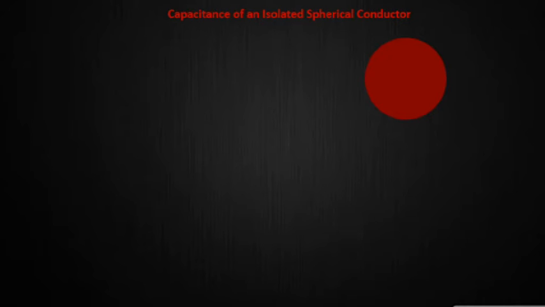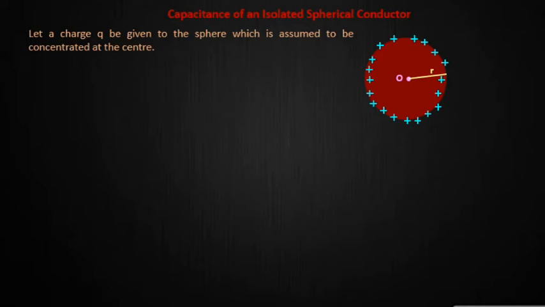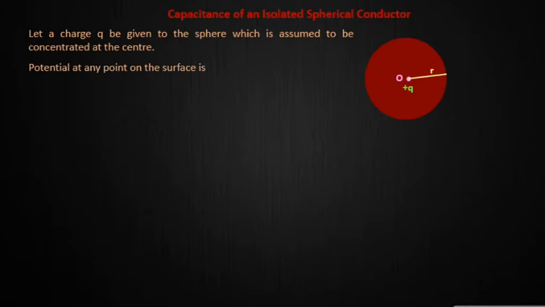Now let us calculate the capacitance of an isolated spherical conductor. For that, consider an isolated spherical conductor of radius r. The charge Q is uniformly distributed over its entire surface. It can be assumed to be concentrated at the center of the sphere. The potential at any point on the surface of the spherical conductor will be V is equal to 1 by 4 pi epsilon naught Q divided by r.